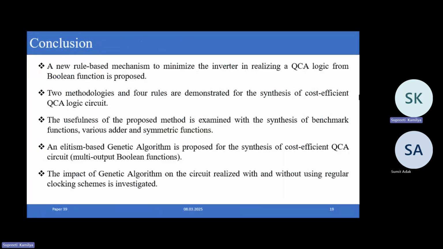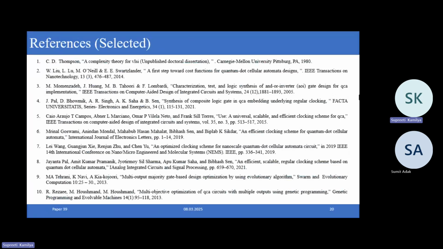So now I can conclude that in my research I have found mainly two different things. First, I have reduced the inverters in the realization of any Boolean function. Second, I have found a suitable clocking scheme to realize well-known digital logic circuits. And the third one, I have found a genetic algorithm based on elitism, which can optimize a multi-objective function. So these are the references I have used. Thank you.